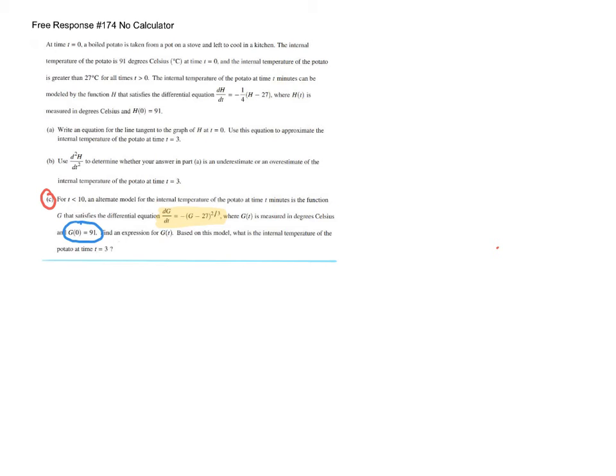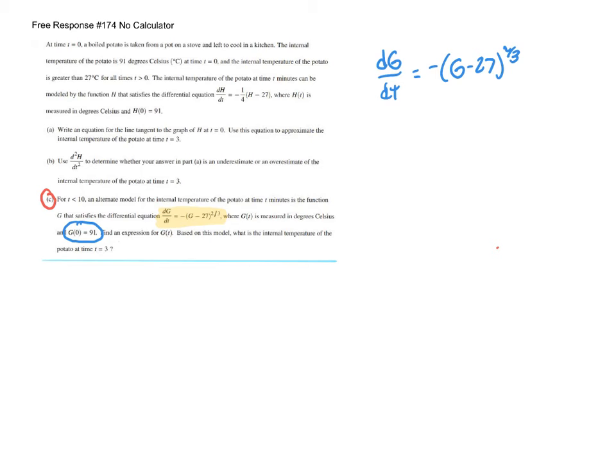But this is a differential equation. The derivative is defined in terms of the function value. So we're going to need to perform separable differential equations to get back to g. And then we'll solve for the plus c using our initial condition. All right, so let's see if we can do this thing. We have this derivative, dg over dt, equals negative (g minus 27) to the 2/3.